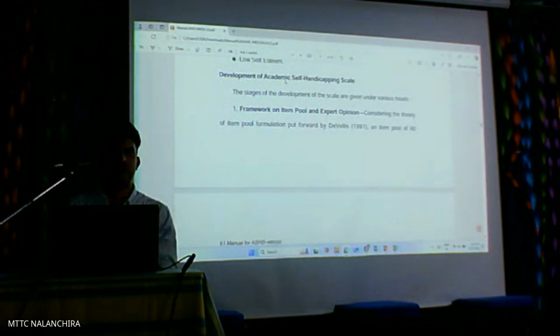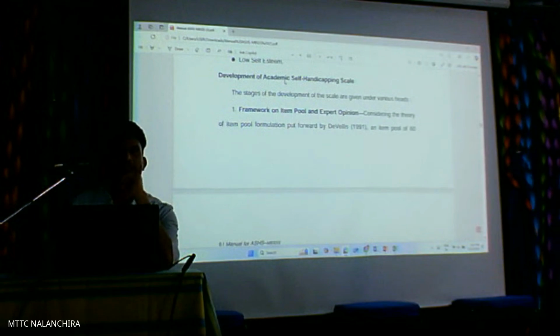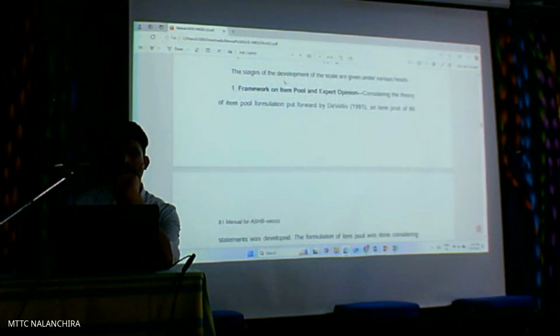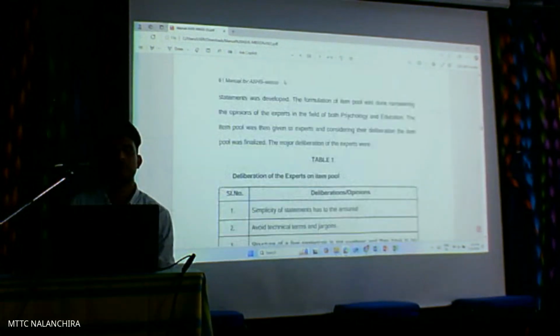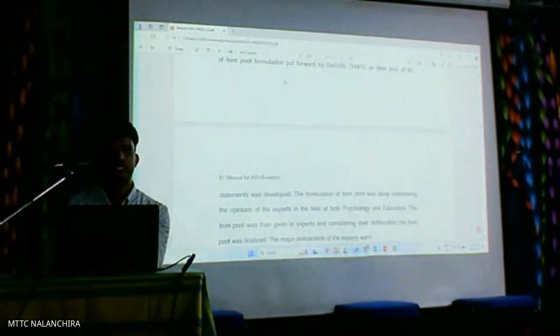This also I can share with you. It is already published, but you keep it safe with you because it is already published, so we cannot share it as such. Okay, framework of item pool. How it is developed. 60 items were made.